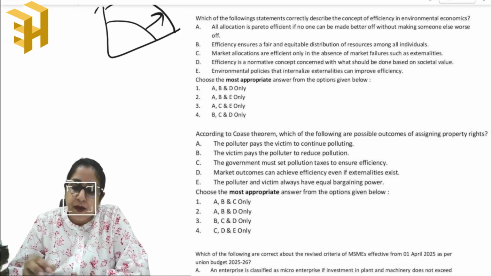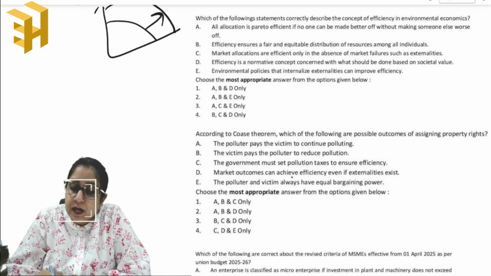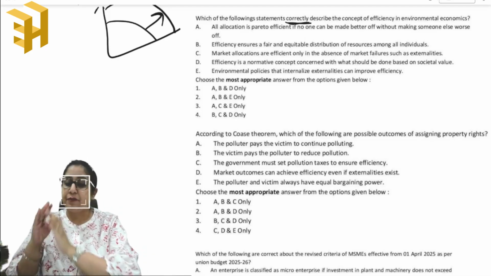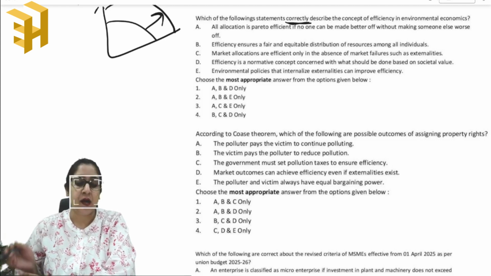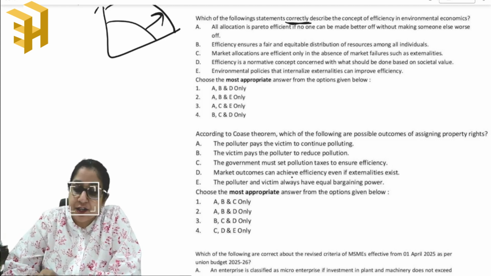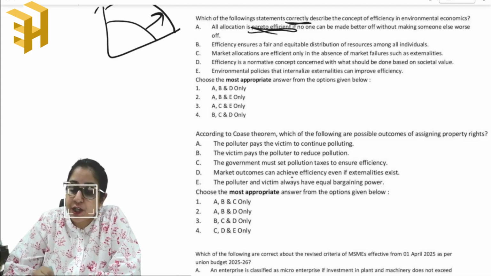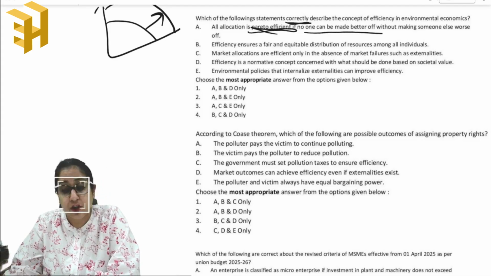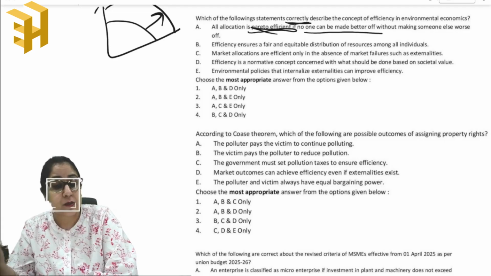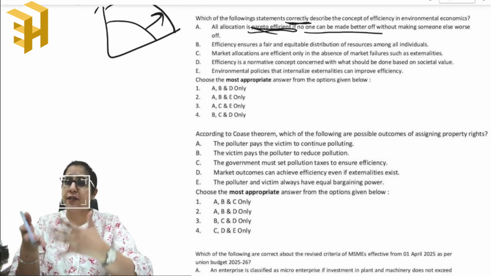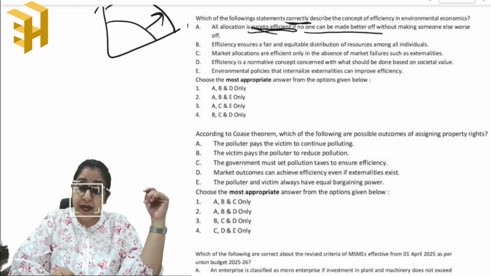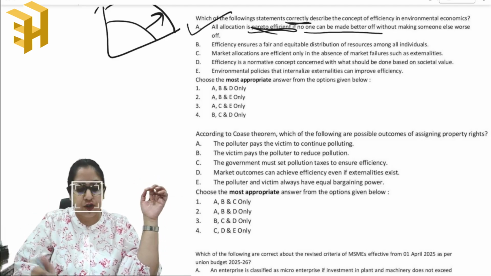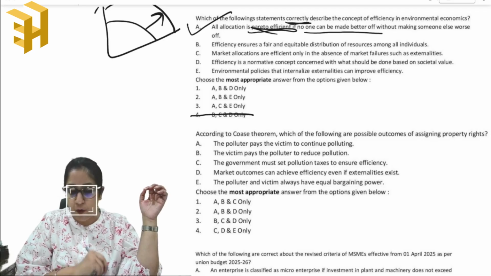Next question. Which of the following statements correctly describe the concept of efficiency in environmental economics? The first, an allocation is Pareto efficient if no one can be made better off without making someone else worse off. That's the very definition of Pareto efficiency, Pareto optimality. So A is definitely correct. So we can strike out option 4.